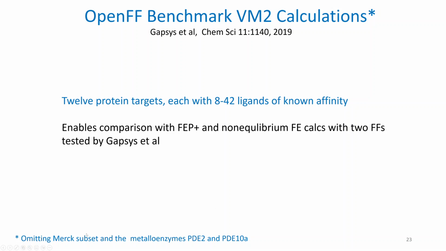Each one has, I think, 8 to 42 ligands of known affinity. We're leaving out here those members of the Open Force Field benchmark set that are in the Merck subset, in the Merck benchmark, which I just talked about, to avoid repeats. We're also leaving out 2 metalloenzymes. But what's nice about this, again, is we can look for consistency of VM2 results across other systems and compare more extensively with various free energy methods.